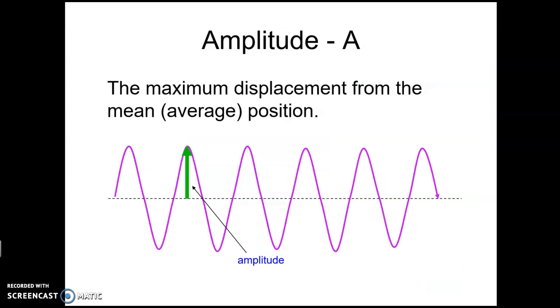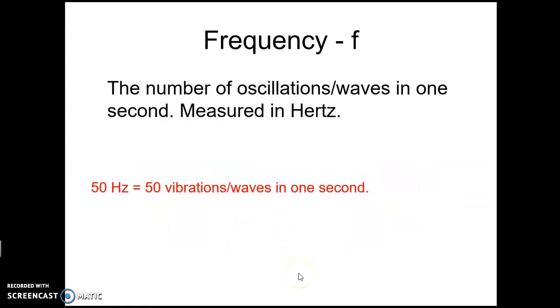Okay, well, when we're measuring a wave, we can measure its amplitude, the maximum displacement from the mean position. If you think about it, even a longitudinal wave will go backwards and forwards around an average position. Notice this is measured from the average position to the top. It's not the full height of the wave.